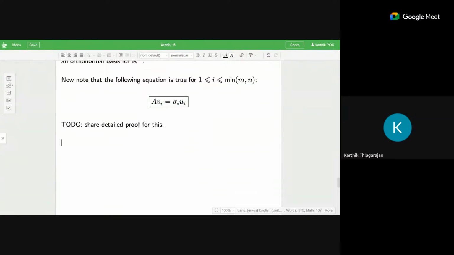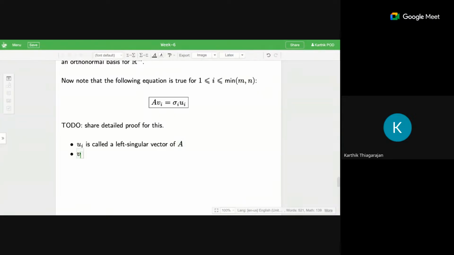Some notation here. Whatever U we have obtained, every Ui is called a left singular vector of A. Vi is called a right singular vector of A.